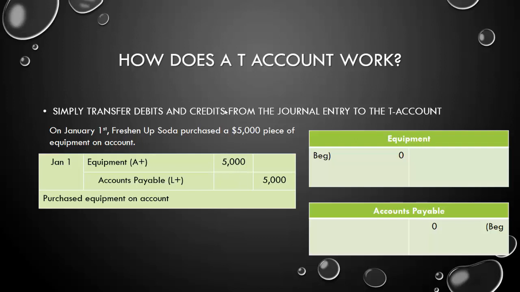We simply take those numbers right from the journal entry and we put them in the T. Since we debited equipment for $5,000, we're going to throw that $5,000 into our equipment T, assuming we had a beginning balance of 0. It means the current balance of our equipment is $5,000. Accounts payable, we had a beginning balance of 0, but in this journal entry we credited it for $5,000. Well, let's go and throw the $5,000 into the T from the credit from our journal entry right into the credit side of our T account, bringing our balance of accounts payable up to $5,000.